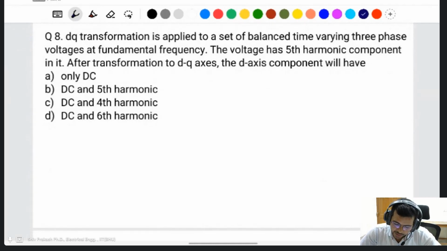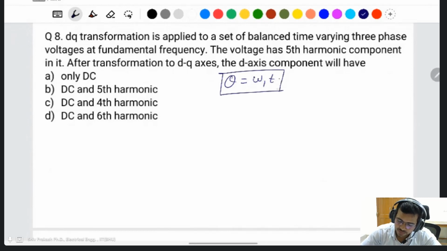A DQ transformation is applied to a set of balanced time-varying three-phase voltages at a fundamental frequency. It means theta will be given as the fundamental frequency omega 1 t in the DQ axis. The voltage has a fifth harmonic component in it. It means the supply voltage has a fifth harmonic component also. After transformation to the DQ axis, we are asking about the D axis component. To find the D axis component, first find the alpha beta.